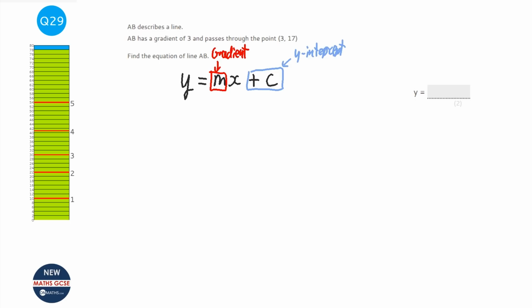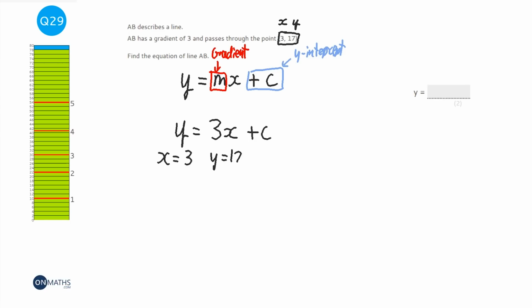Now it already tells us that the gradient of the line is 3, so we can fill that in. So it's y equals 3x plus c. Nice and easy. The only thing we don't have is the y-intercept. Now the way of getting the y-intercept is substituting in the values we know. We know when x is 3, y is 17. So what I'm going to do is just put in the values of 3 for x and 17 for y.